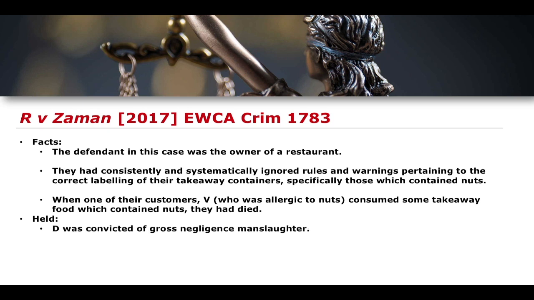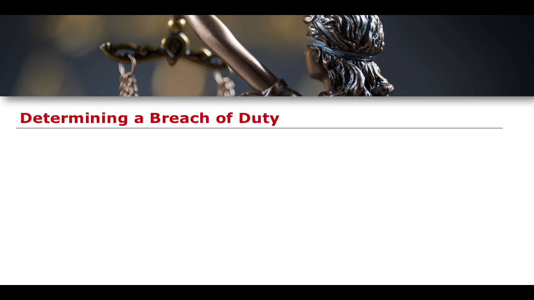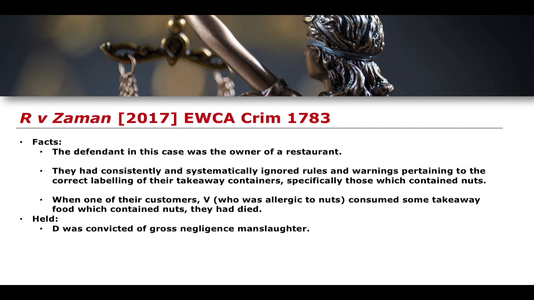The jury held that the defendant was to be convicted of gross negligence manslaughter. And you can understand why here as well. This is another example of an omission, basically the failure to act in a particular way. They failed to act in a way which properly advised their customers as to which items did and did not contain nuts, or whether there was a possibility that they could or could not have contained nuts. They systematically and consistently ignored these rules and warnings, the result of which led to the death of an individual.